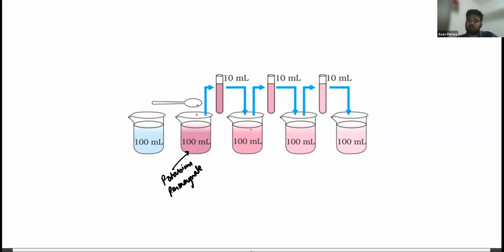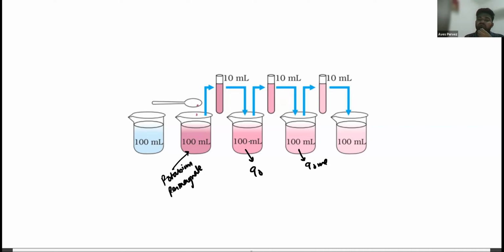And you drop it into pure 90 ml water. First, you take pure 90 ml of water and then you add the 10 ml to it. When 10 is added to 90, it becomes 100 ml. Then again you take 10 ml and add it to the next 90 ml. You will see that the color of the first one is very dark, a dark pink color is formed.